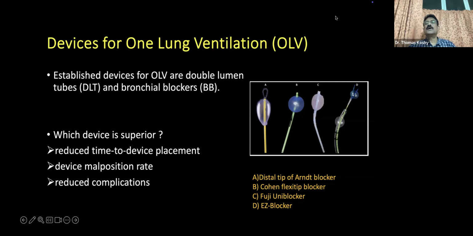Now, these are the main bronchial blockers available in the market, which we are using. Here there is the Arndt blocker, with a wire loop. Second is the Cohen flexi-tip blocker, which has a wheel mechanism that can be used to bend it towards the right or left main bronchus. The Fuji Uniblocker has a fixed bend, so you need to rotate it to either side. And this is the EZ blocker, a double balloon. You wedge it in the carina, and there are two balloons, and you can inflate either balloon to collapse the desired lung.